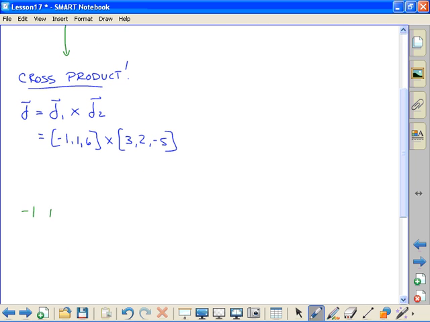So, writing it twice, 3, 2, negative 5, 3, 2, negative 5, crossing out the first and last. The resulting vector will be negative 5, take away 12, so I have negative 17. 18, take away 5, so 13. And negative 2, take away 3, it's negative 5. So there's my new vector.